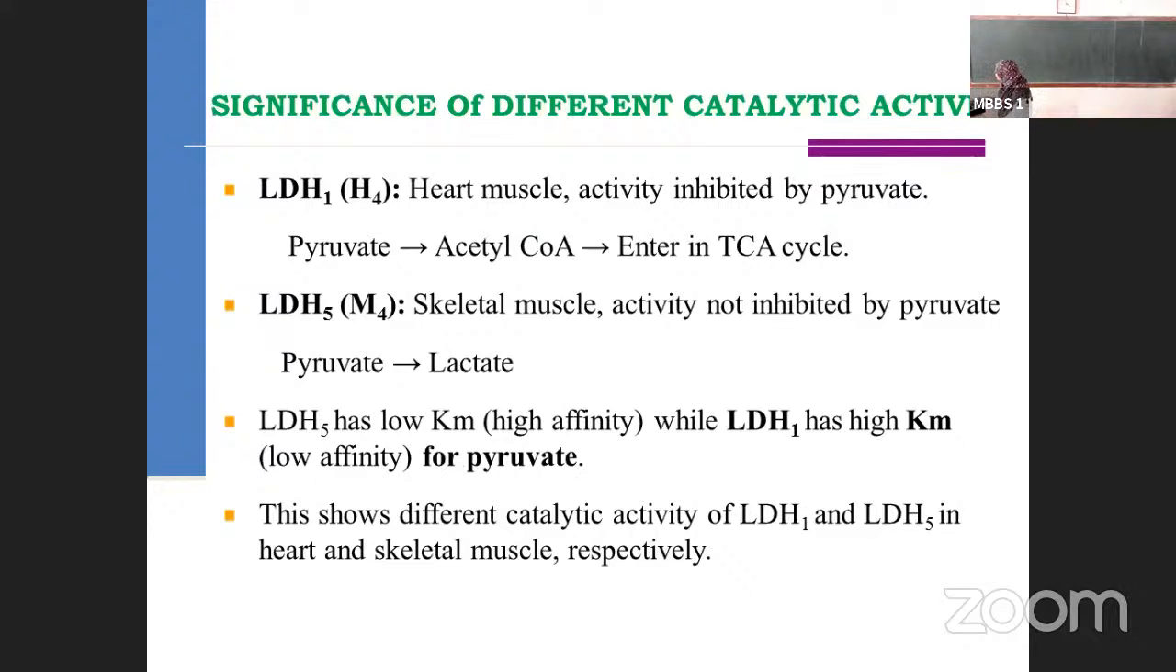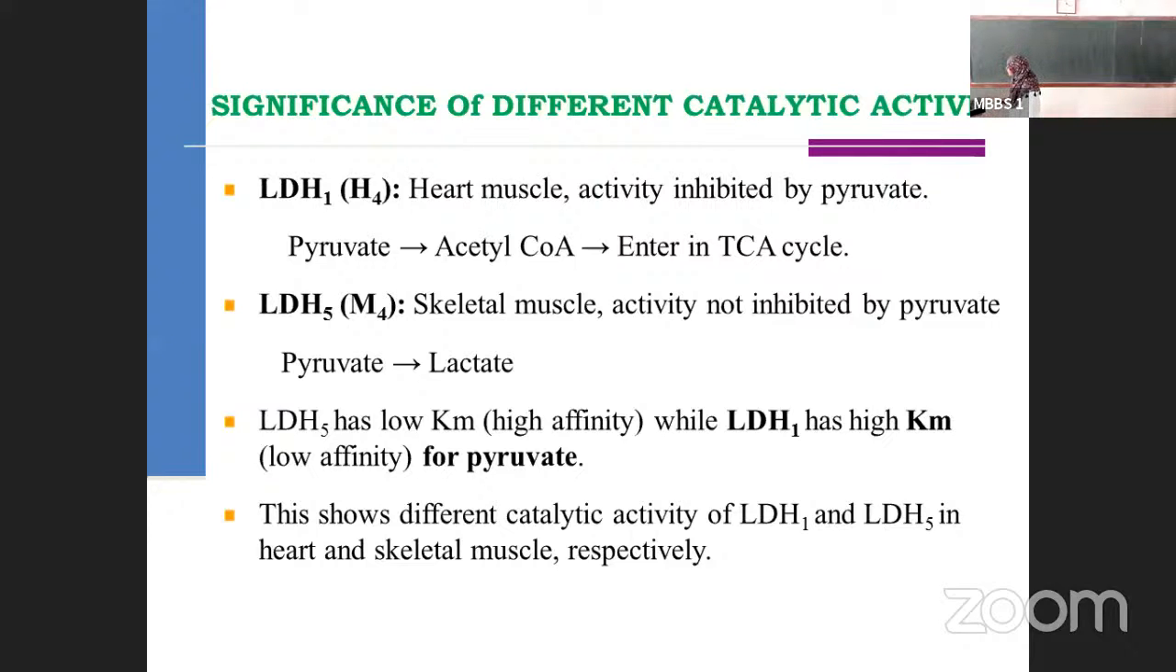Coming to the significance of different catalytic activities. See here, LDH1 has 4 H type of subunits. It is mainly present in the heart muscle, and the activity of this enzyme is inhibited by pyruvate. In the heart muscle, pyruvate is converted into acetyl-CoA, which enters into the TCA cycle. But in the skeletal muscle, the isoenzyme present is LDH5, and the activity of LDH5 is not inhibited by pyruvate. Here the pyruvate is converted to lactate. So that is the difference between the activity of LDH1 in the heart muscle and LDH5 in the skeletal muscle.